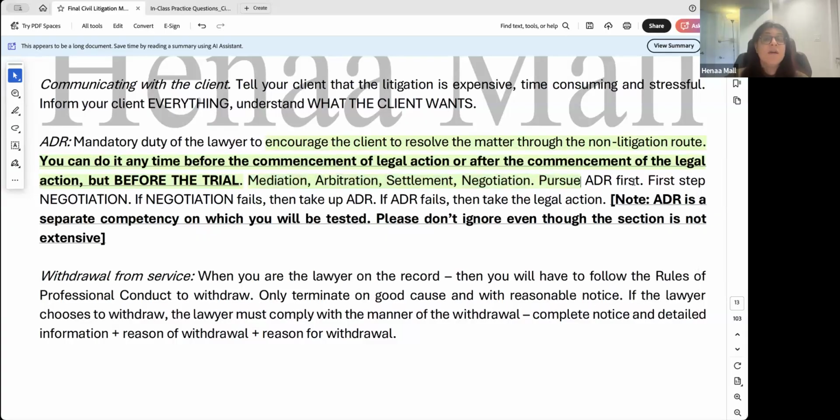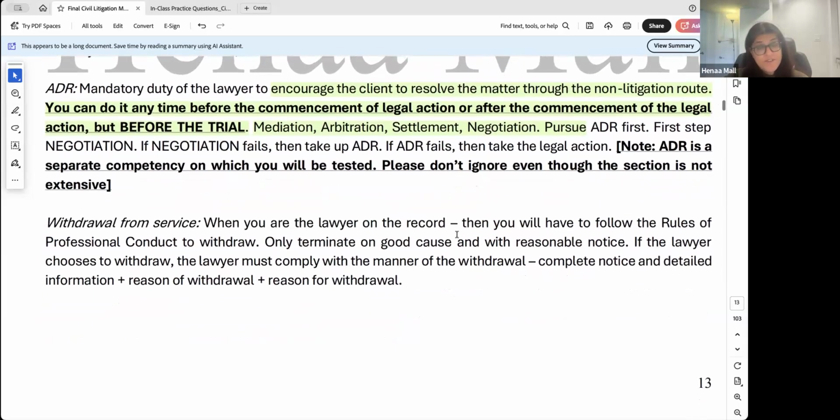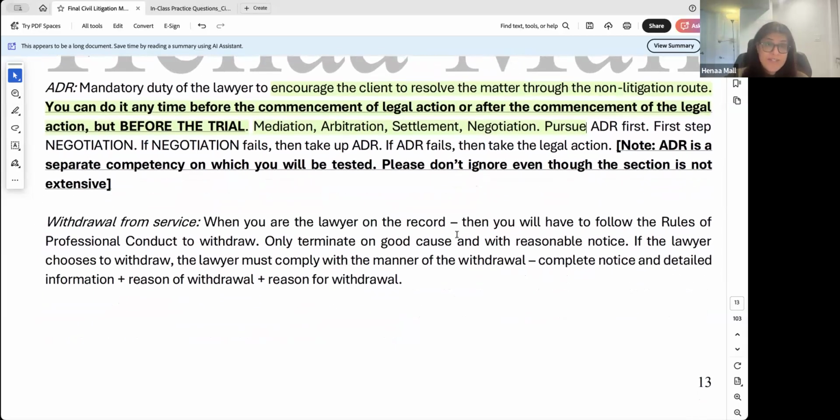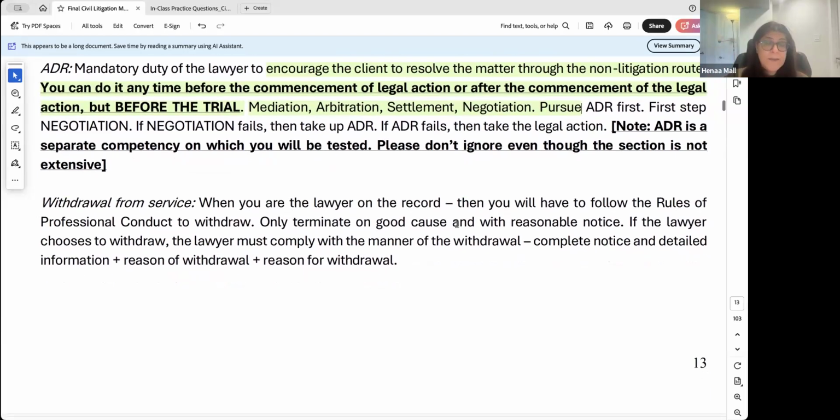So pursue ADR first. The first step is negotiation. If negotiation fails, then try and go for mediation. You can select a mediation coordinator. You have rosters there. If that also fails, and it's a contractual dispute, then you can go in for court. But you cannot go directly to court without having, I mean, you can, but going through ADR is the best possible. It is highly recommended.